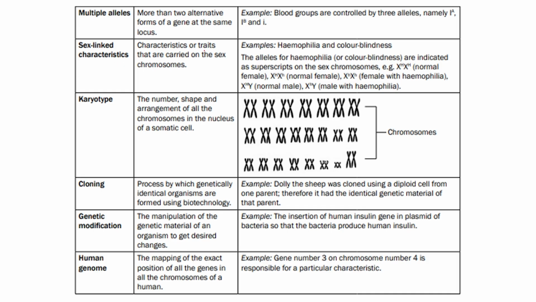Sex-linked characteristics. These are characteristics or traits that are carried on the sex chromosomes. Usually they are on the X chromosome, but sometimes they can be on the Y chromosome. Examples are hemophilia and colorblindness. The alleles for hemophilia or colorblindness are indicated in the subscripts of the sex chromosomes, such as X subscript capital H or X subscript small h.